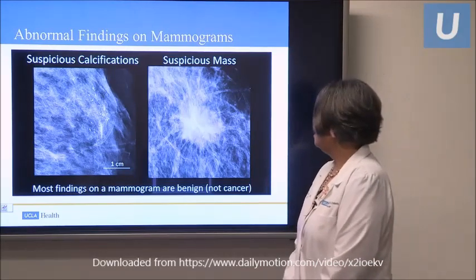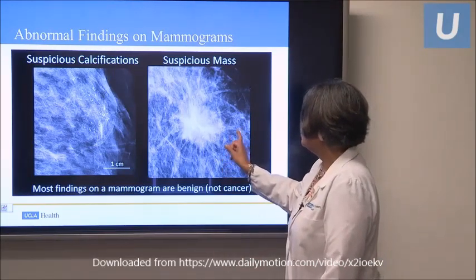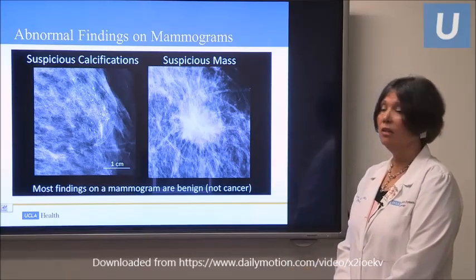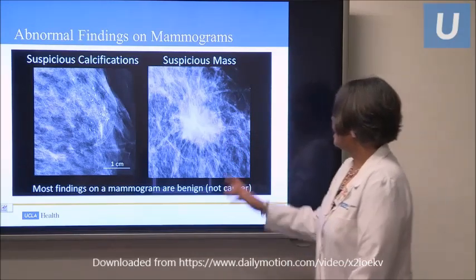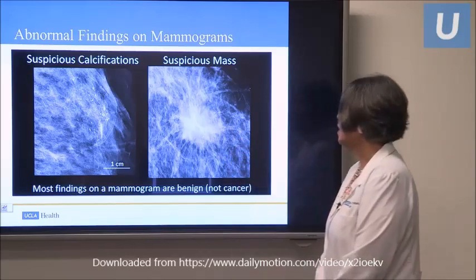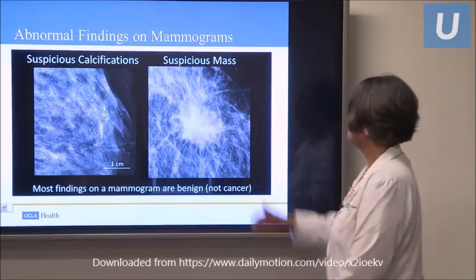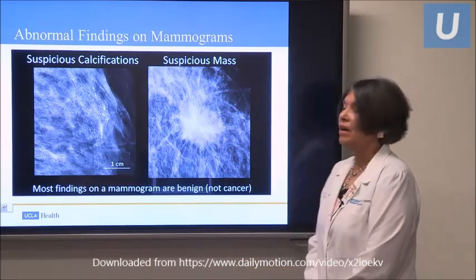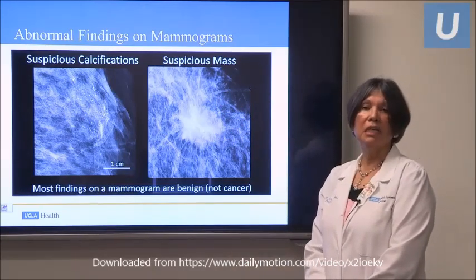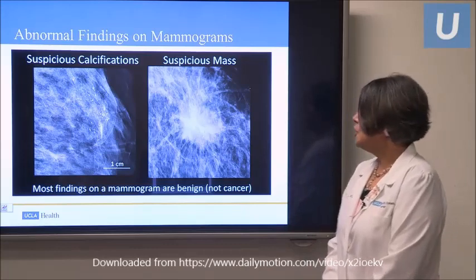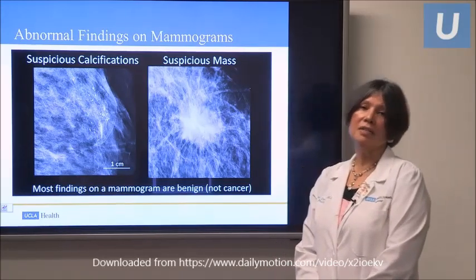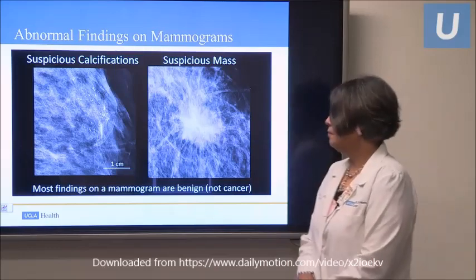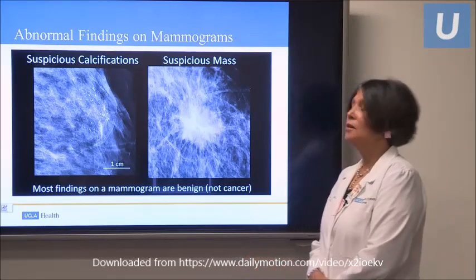On the other screen here is a suspicious mass, which in this particular patient was something that she could feel. And it's very irregular. The margins are what we call the crab type of finding, and this is what we see. We have a higher suspicion that this may be malignant. So just to let you know, though, most findings that we see on mammograms are benign and not cancerous.